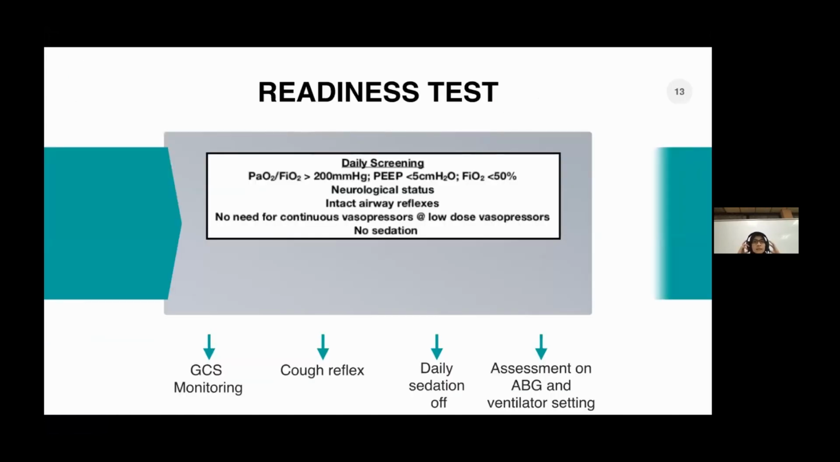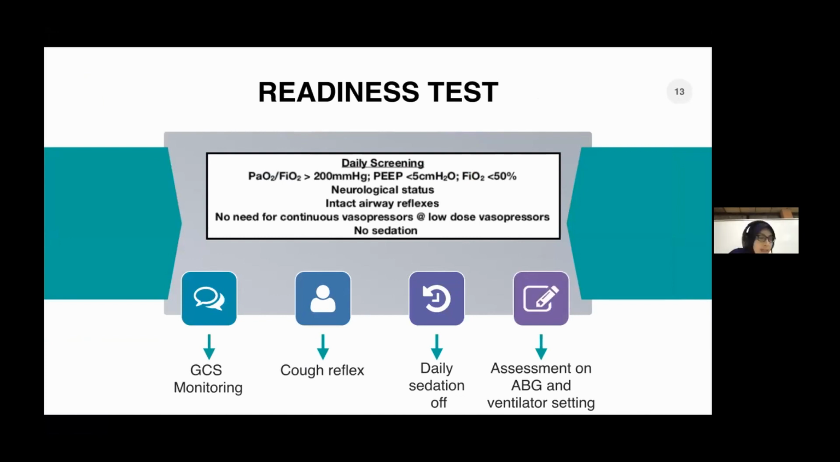All right, this is the readiness test, meaning that daily, after you say the patient is okay to initiate weaning, you need to do a daily screening of the patient's PF ratio. Those patients who have a PF ratio of more than 200 millimeter mercury are included in this readiness test. If the patient is on a ventilator, the PEEP requirement is less than 5 centimeter water, and the FiO2 should be less than 0.5. And the neurological status is good.